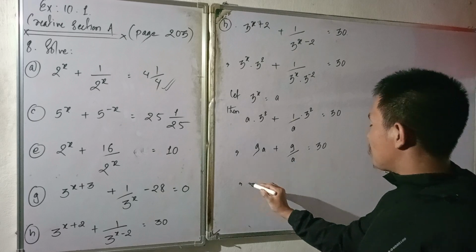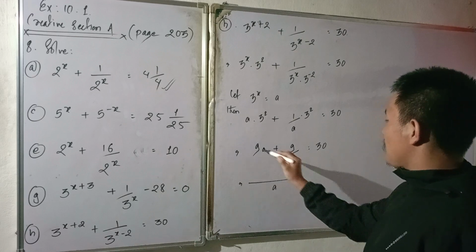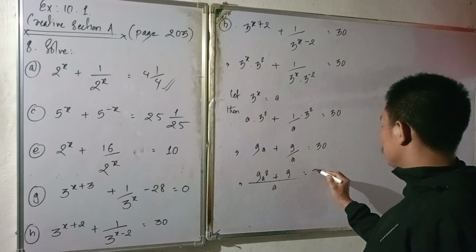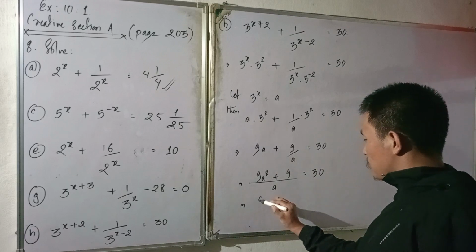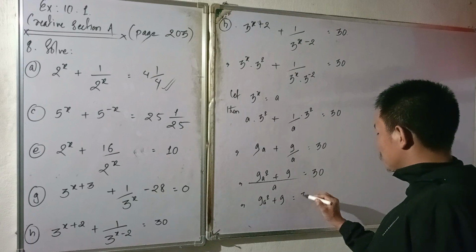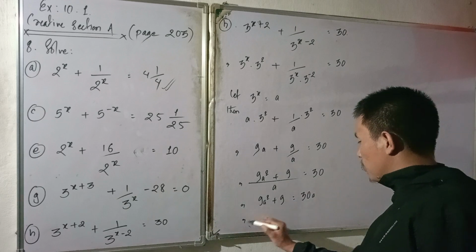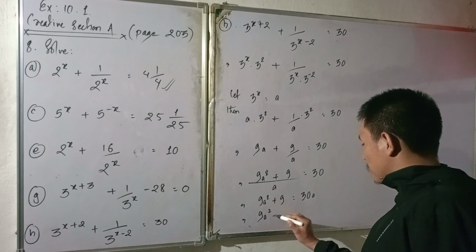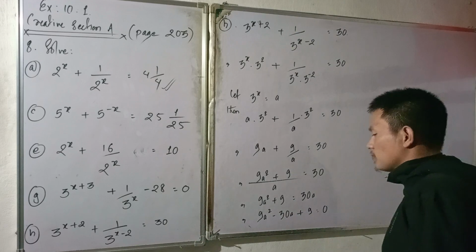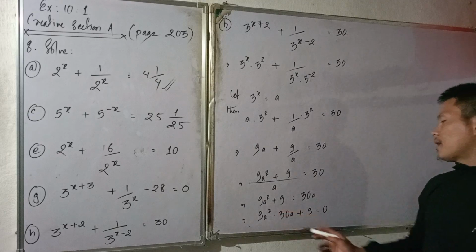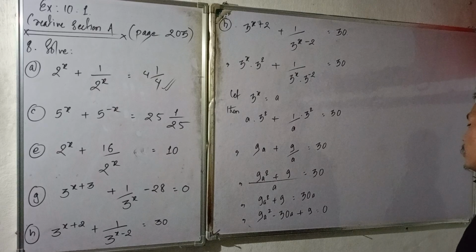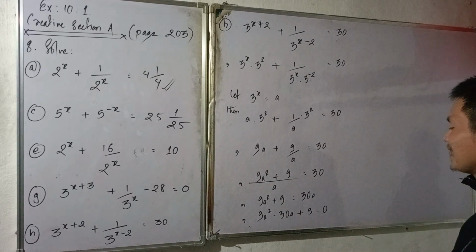I can now just take the LCM, a, here. A into a, 9a square plus 9 is equal to 30. So 9a square plus 9, a times 30, that will be 30a, or 9a square minus 30a plus 9 equals 0. Now try to factorize this. 9 times 9, that is 81. So you have to choose the factors of 81 that will sum up to 30.